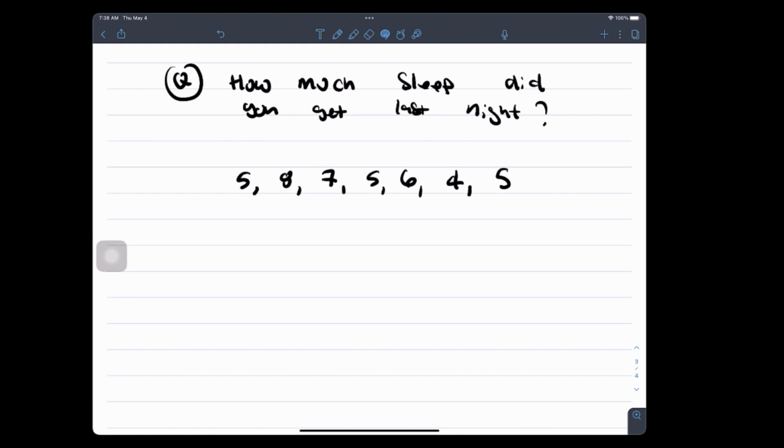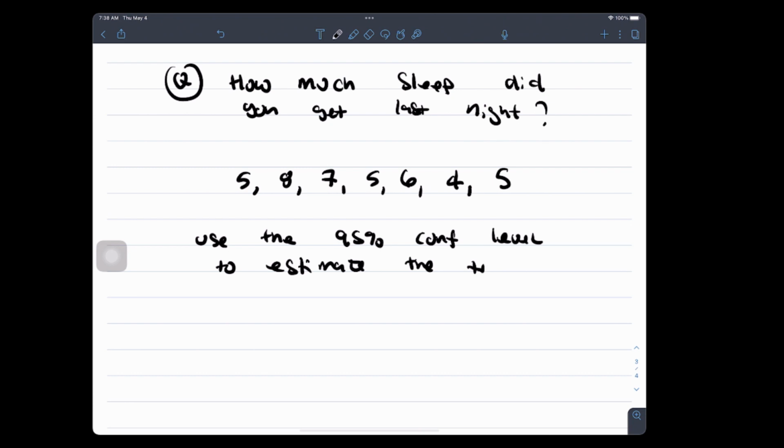So if I said to you guys, and here's what's going to happen, they're going to give you something like this. They're going to say, use the 95% confidence level to estimate the true mean sleep time.